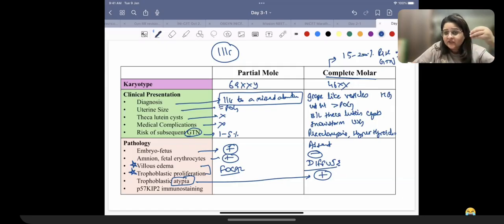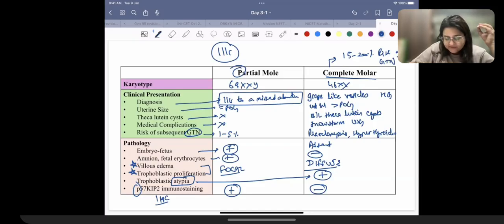Then there is something which is very new. What is this new thing? There is an immunohistochemistry marker. A lot of pathologists are using IHC markers nowadays. If the pathologist is confused, suppose we have sent very little tissue for testing, and the pathologist doesn't know whether it is partial or complete, they can apply this immunohistochemistry marker. What is it called? P57 KIP2 staining. It will be positive in partial mole and negative in complete mole. Remember P for this and P for partial mole.